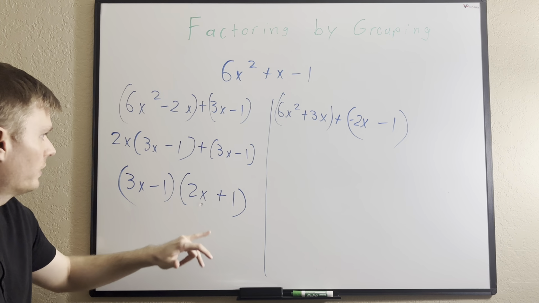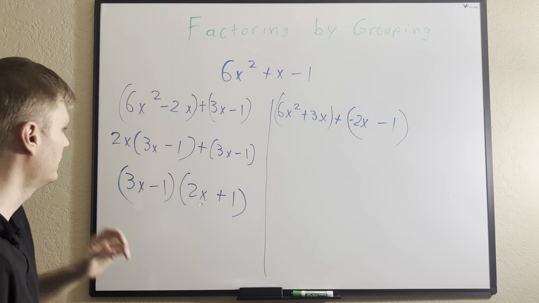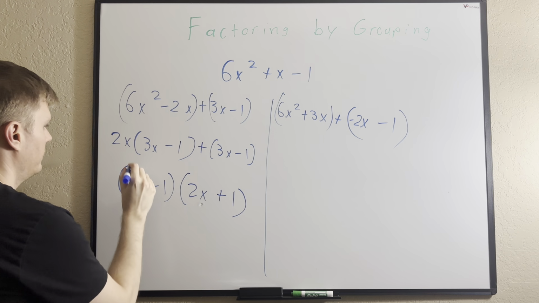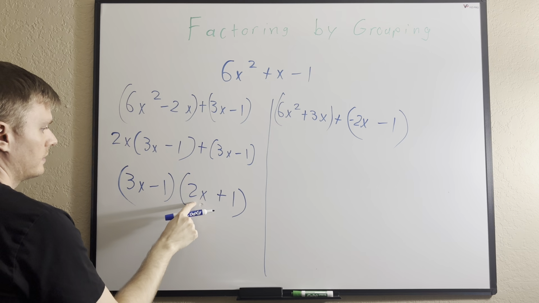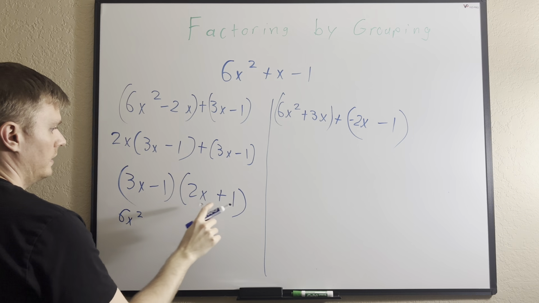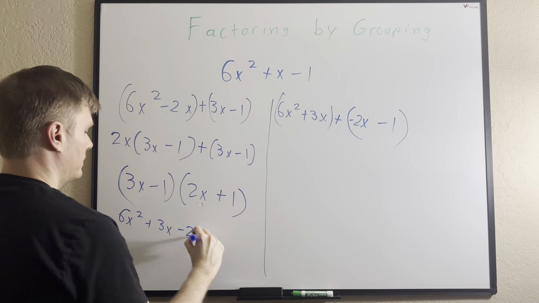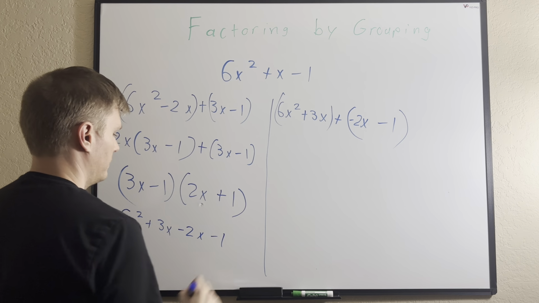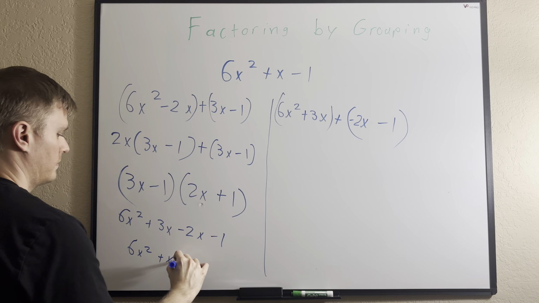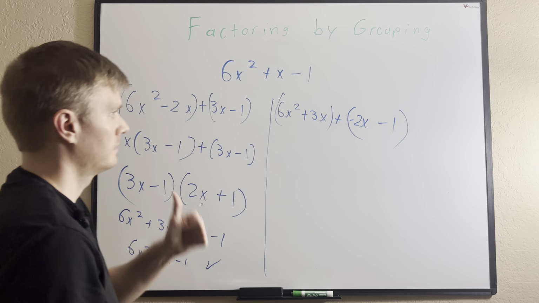When you check your answer, if you just put 2x there, you would not get 6x squared plus x minus 1. That's why we always check our answer. So let's go ahead and do that. 3x times 2x, 6x squared. 3x times 1, negative 1 times 2x, negative 1 times 1. Check. That's what we started with, right? Excellent.